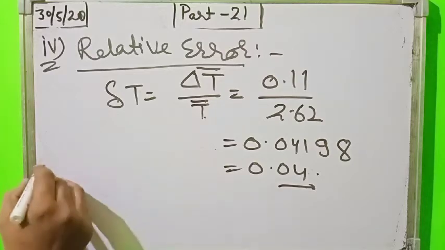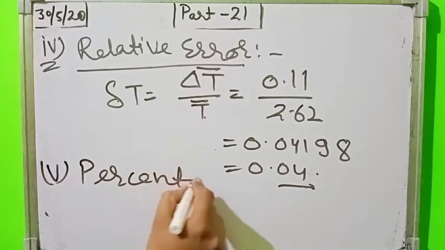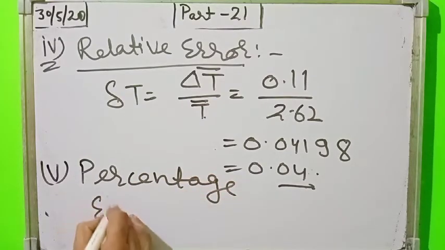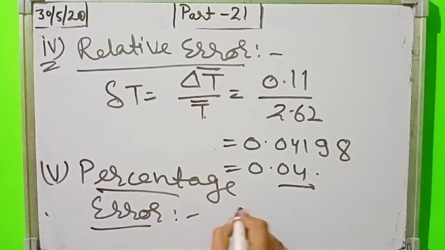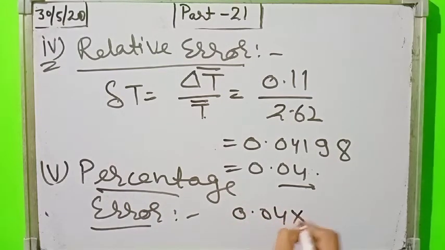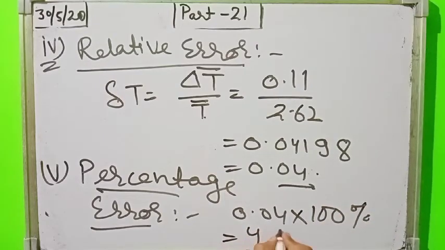This is the relative error. Percentage error: this percentage error is 0.04 into 100%, and it is equal to 4%. This is the percentage error, 4%.